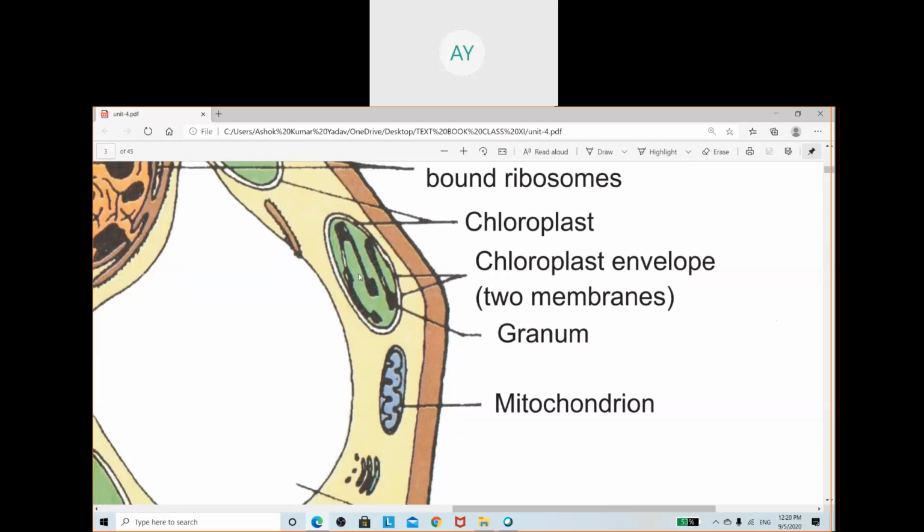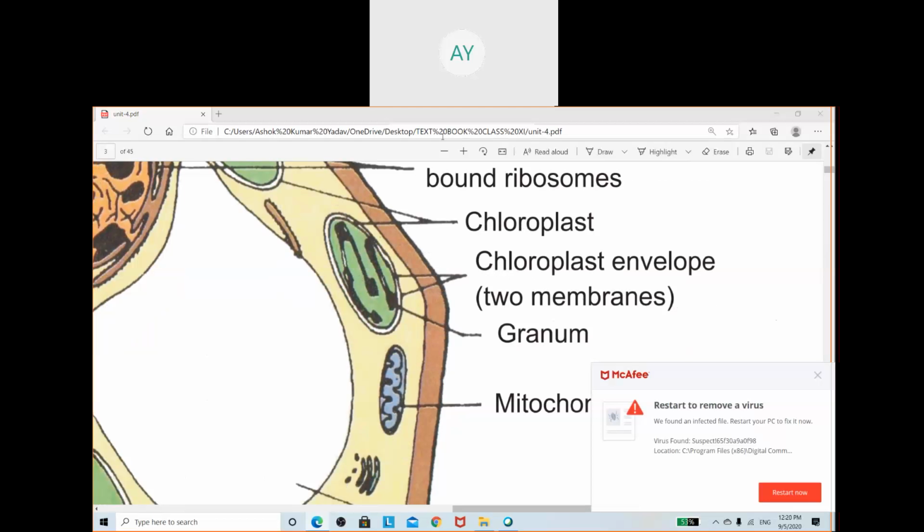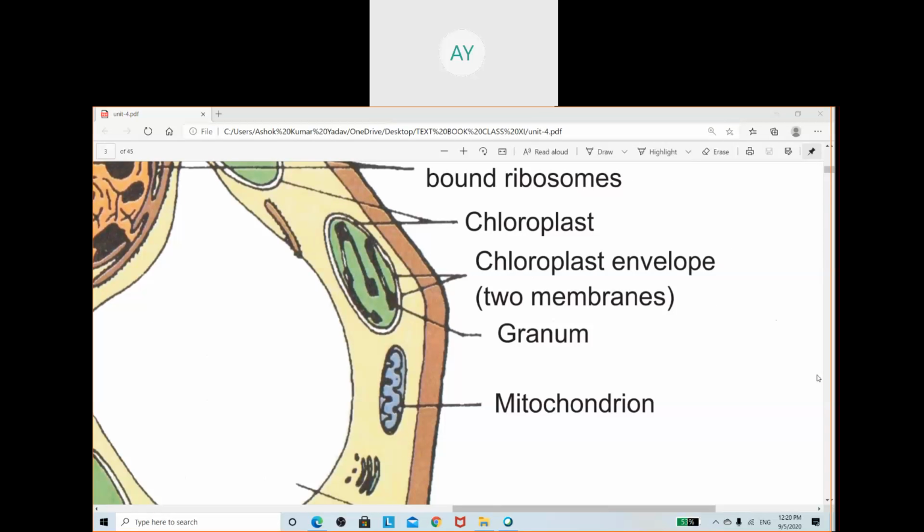Anybody can repeat the answer? Liquid inside the chloroplast. Yes. Are you listening my sound? Yes. Anyone? Liquid inside the chloroplast. Sir, Corona.